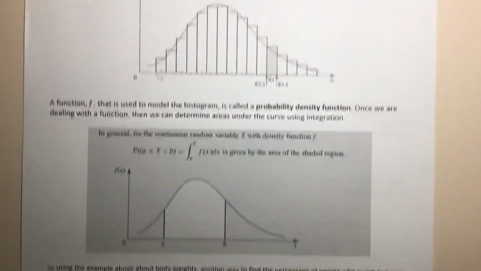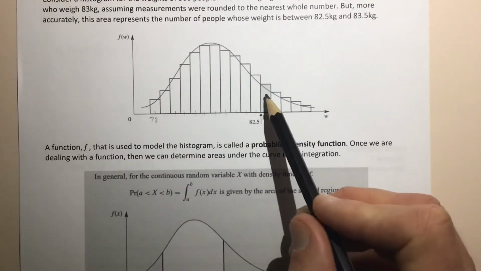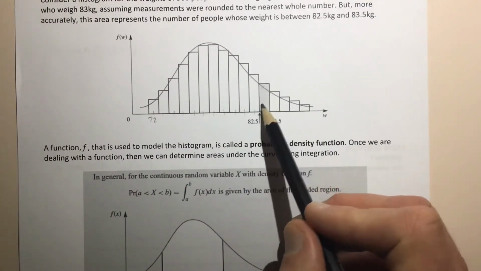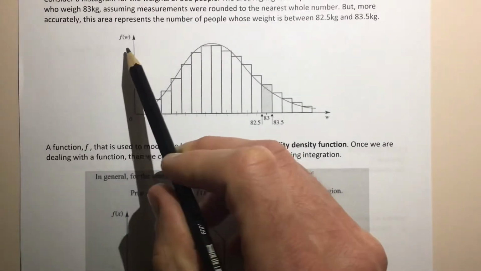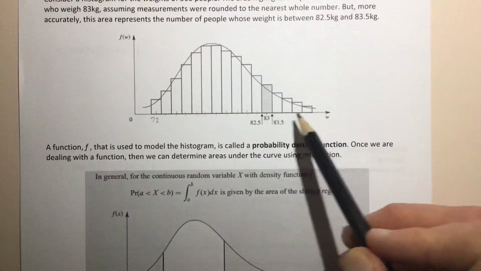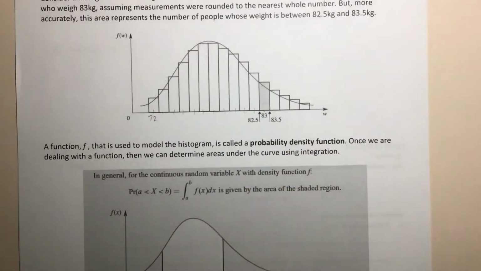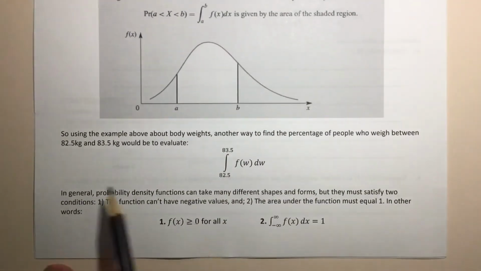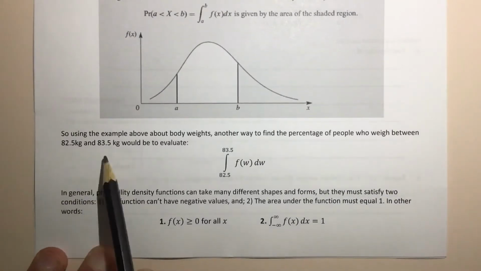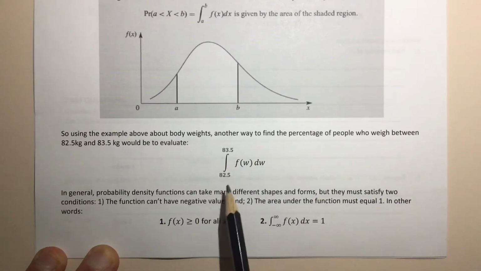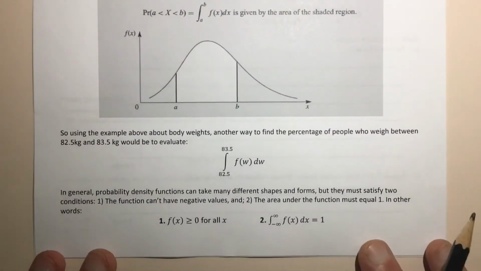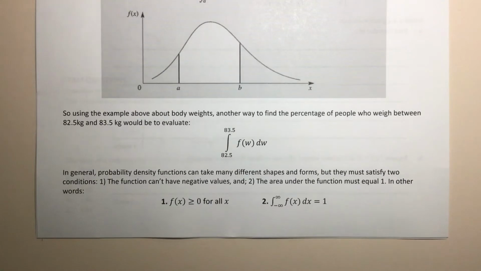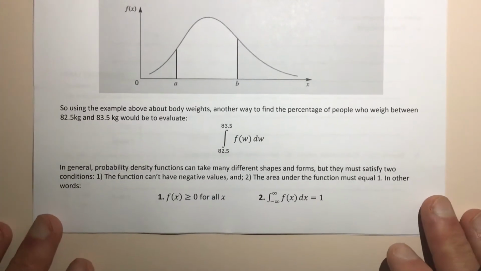Coming back to our example with this histogram, say we wanted to work out the percentage of people who weigh between 82.5 kilos and 83.5 kilograms. If this function is called f of w, and it's a probability density function, then to find the percentage of people who weigh between those two values, we would just integrate the function with those values as our lower and upper terminals. So that's the big idea in this section. It takes a bit to get your head around, but as you practice more and more examples, you will get the hang of it.